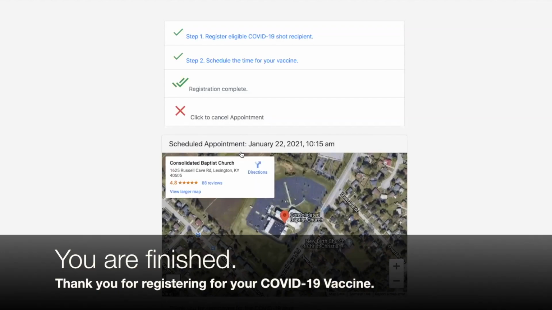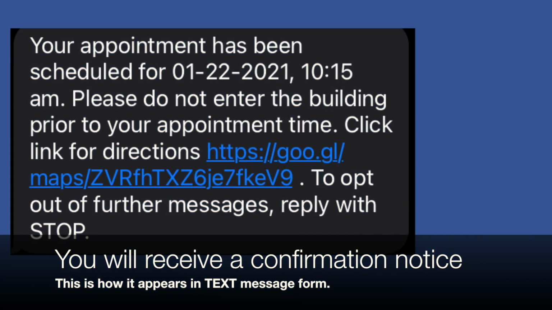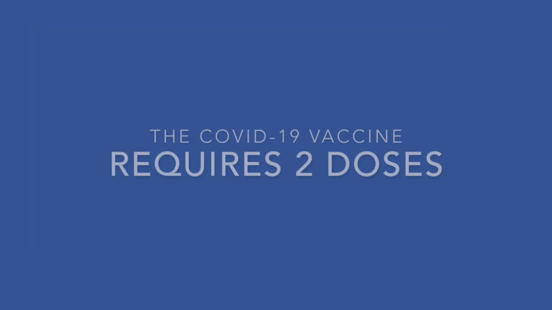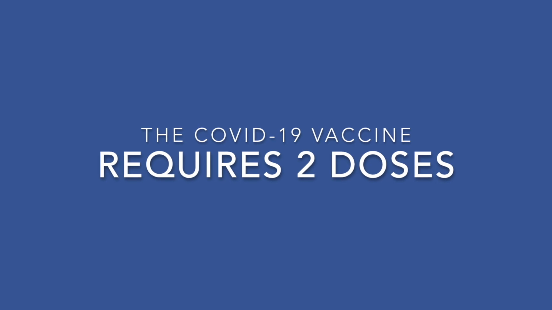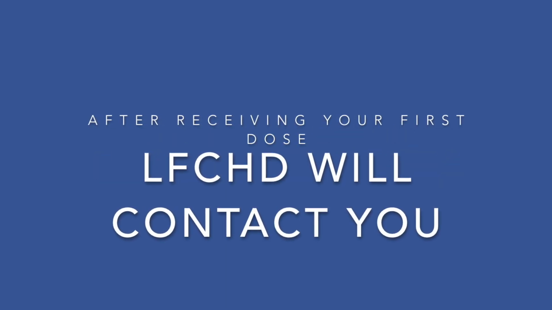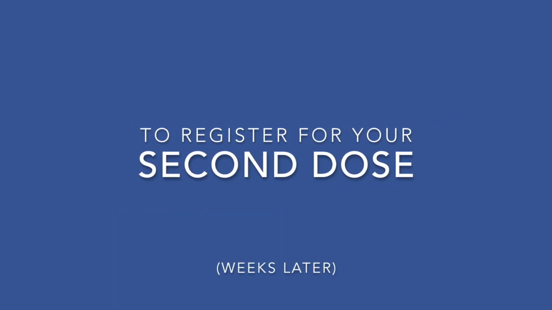You have successfully registered for your vaccination. You will then receive a confirmation notice that looks like this, either in your text messages or your email messages. The COVID-19 vaccine requires 2 doses. After receiving your initial dose, you will be notified by LFCHD to register for your second dose weeks later.